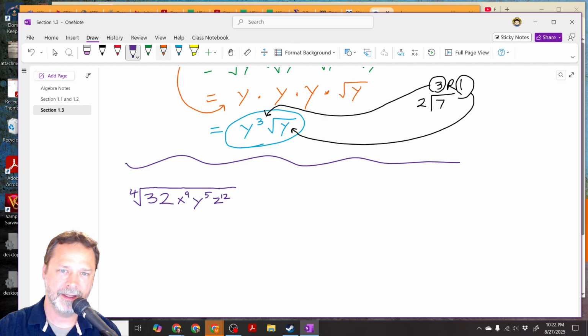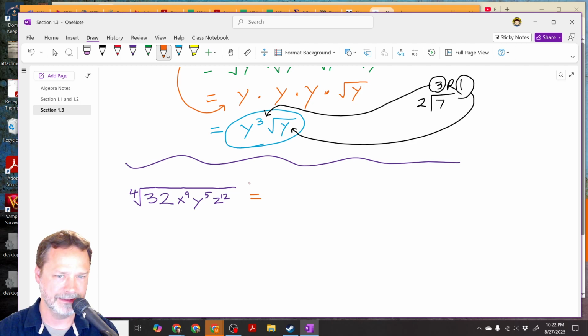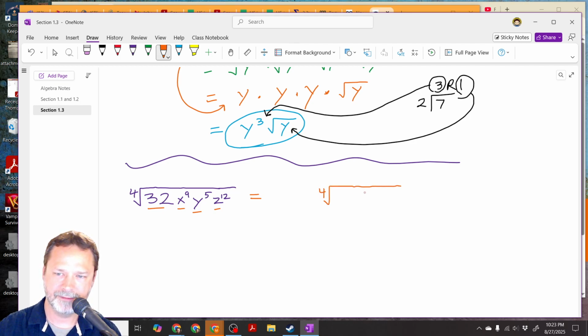Okay, and I'm going to do this in one step, because I am Mr. Powers and I am amazing. So I'm going to do these each separately. I'm going to have a number, maybe a power of x, power of y, power of z outside the root. So that's going to be out front. And then I'm going to have the fourth root. I'm going to have stuff under the fourth root.